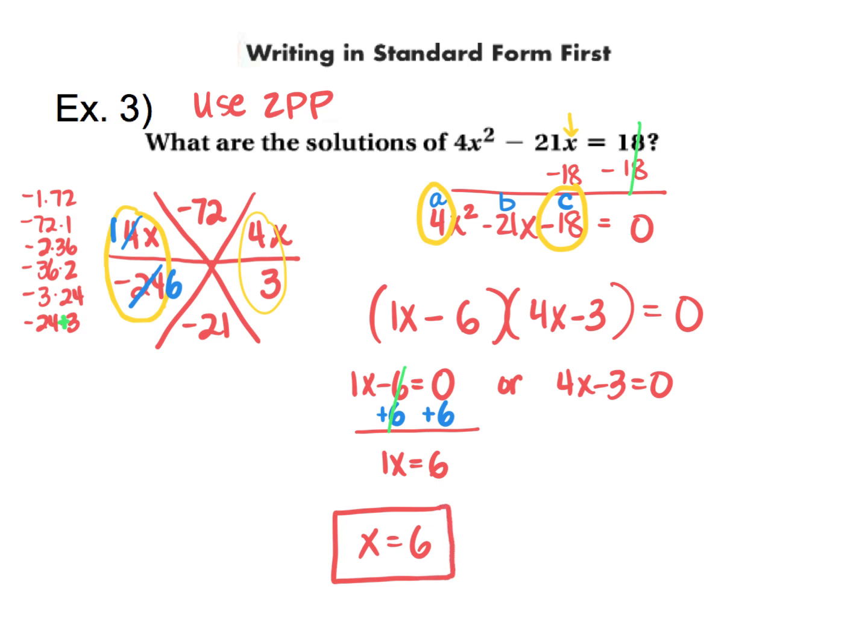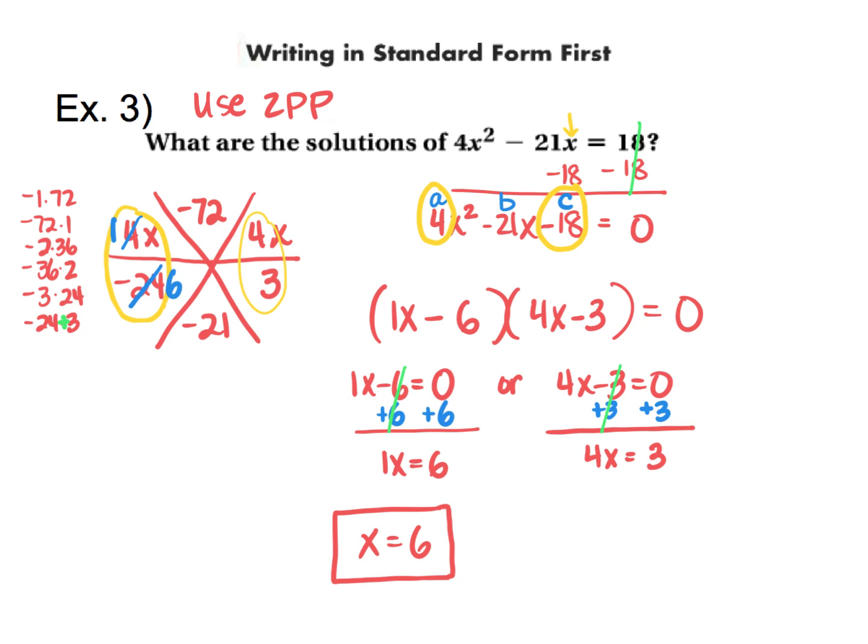On the other side, the first thing we want to clear out is the 3. So we're going to add 3 to both sides. That's going to take the negative 3 and the positive 3 and cancel each other out, leaving us with 4x on one side equals 0 plus 3, which is 3.